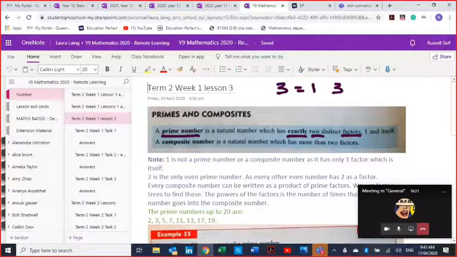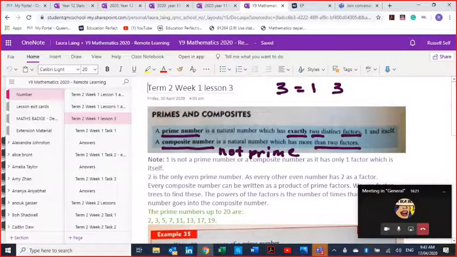Okay? So exactly 2 factors, I'm sorry. A composite number simply is any number that has more than 2 factors. In other words, it's usually easier just to think of composite as any number that's not prime. So if it's not prime, then it has to be composite.